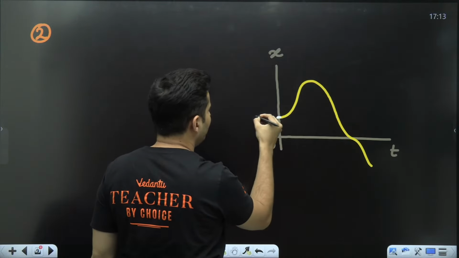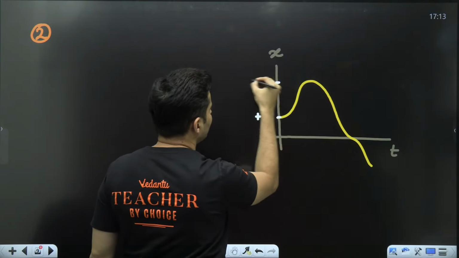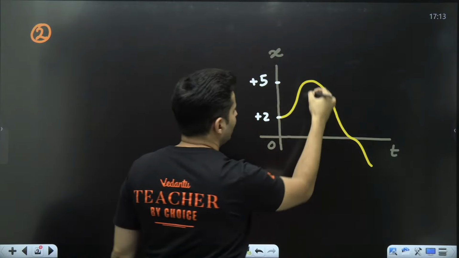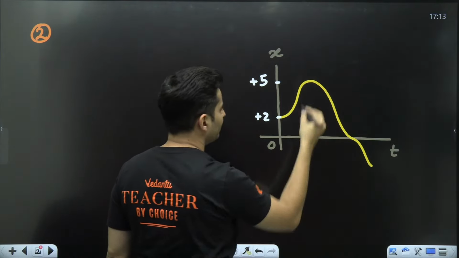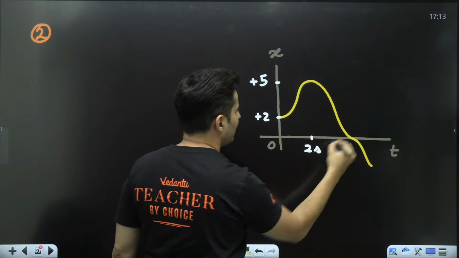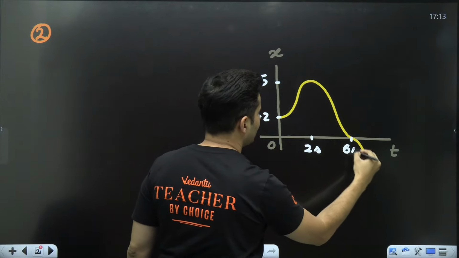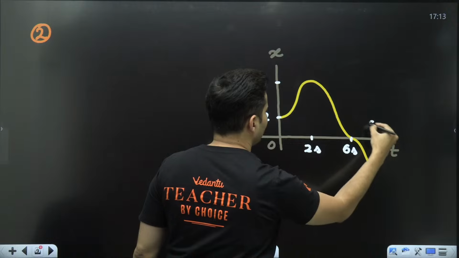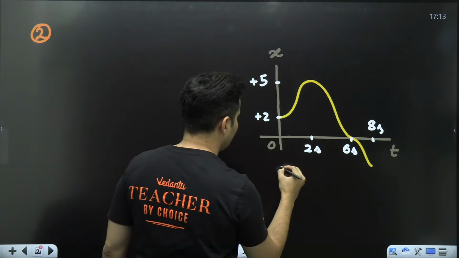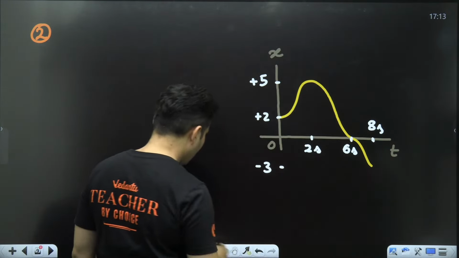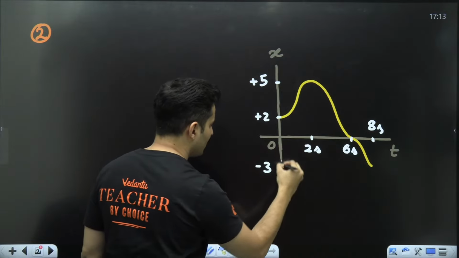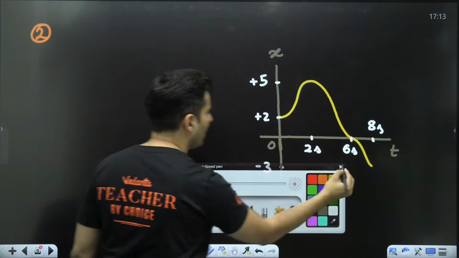Maybe I can just call these numbers. Let's say this is +2. Let's say this is +5. Let's say this is at 2 seconds, this is at 6 seconds, this is at 8 seconds, and let's say this is -3. I'm just taking some random numbers to make you understand what exactly might be happening.